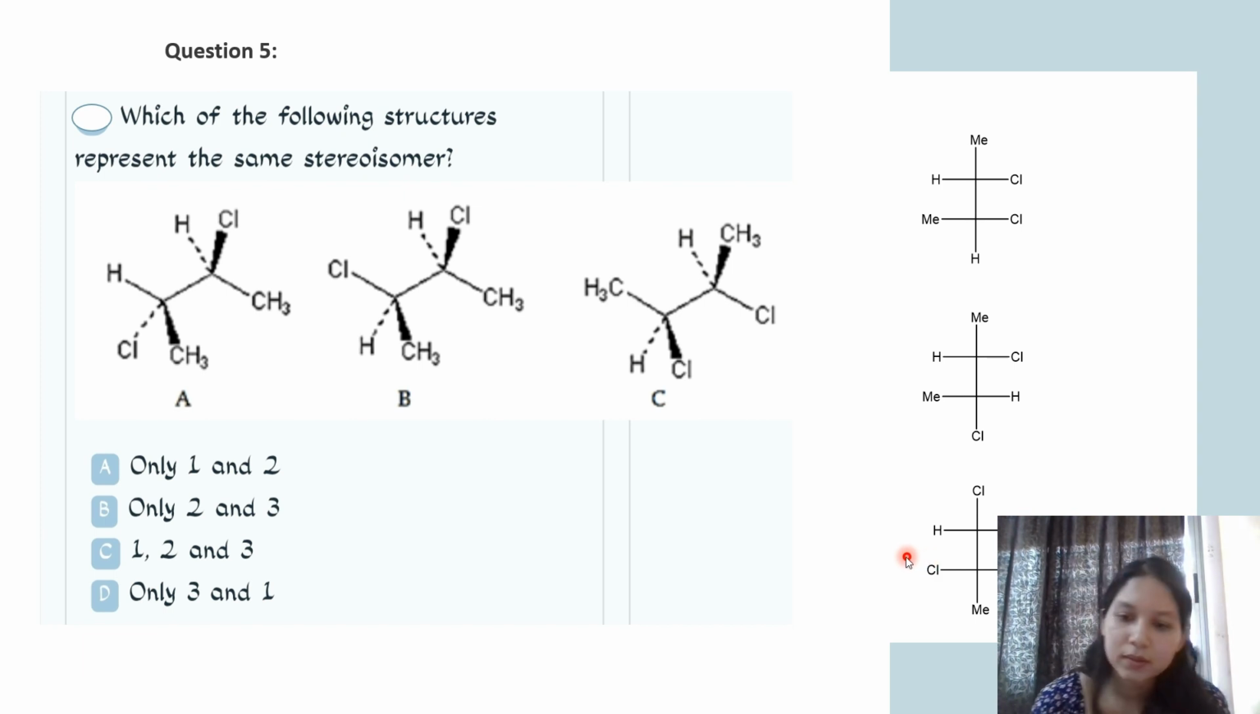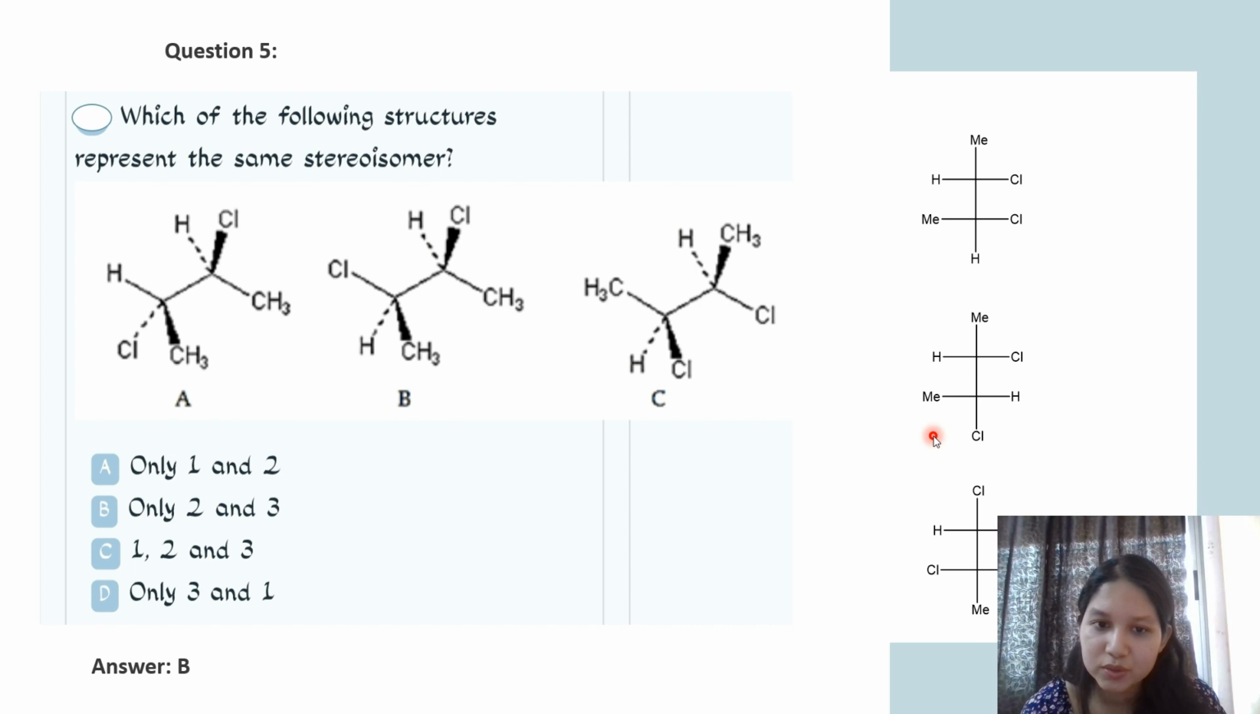So, if we look at the options now, option B is correct. Structures 2 and 3 are the same stereoisomers. I hope the question is clear to you all. Option A, compound A, we excluded because it possessed two chlorine atoms. Even if we rotate this molecule by 180 degrees, it will not be identical to these two. So 2 and 3 are the same stereoisomers.